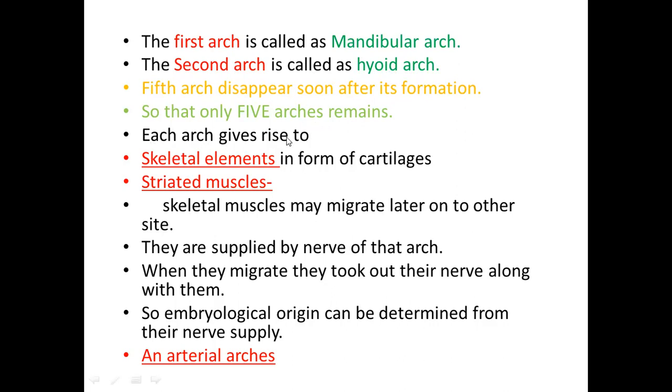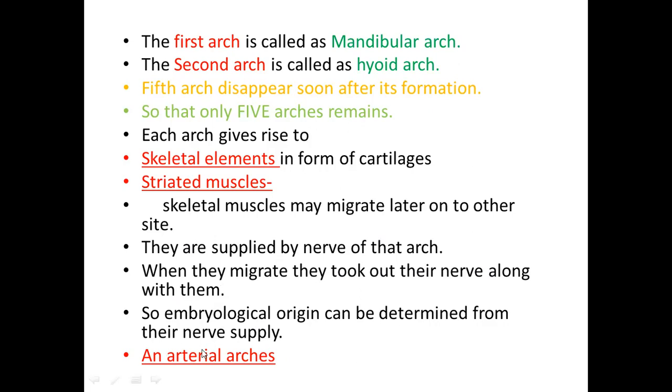Each arch gives rise to skeletal elements, meaning the bones and cartilage, then striated muscles. Skeletal muscles may migrate later on to other sites. Initially, they develop in these pharyngeal arches. And these skeletal, striated muscles shift to their natural position. So they get shifted from the original site of development. They are supplied by the nerve of that arch because each arch has its own nerve. So that nerve gets shifted along with that muscle to that particular destination. When they migrate, they take their nerve along with them. So embryological origin can be determined from their nerve supply.